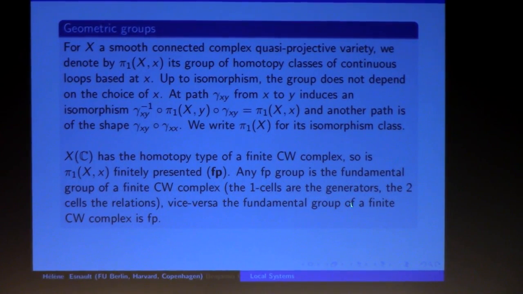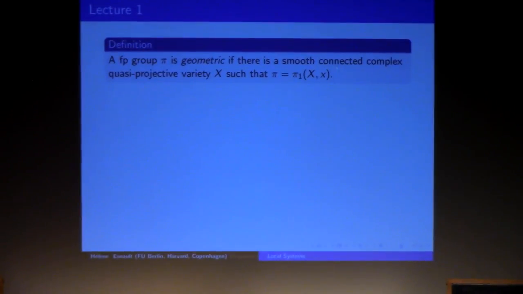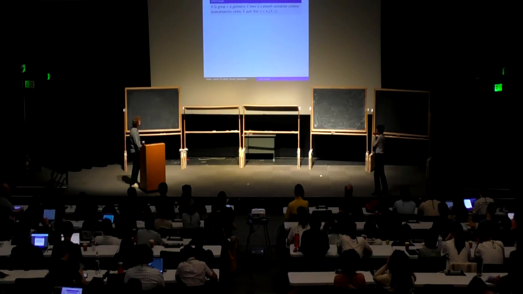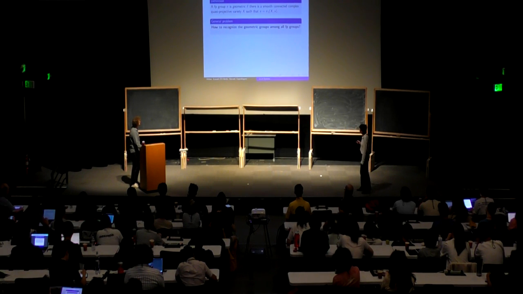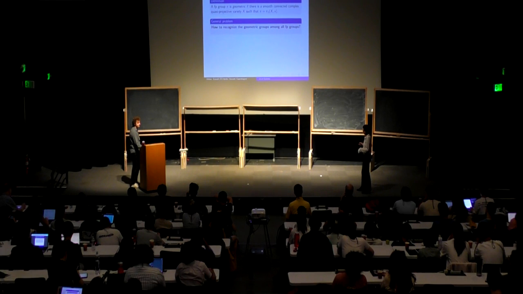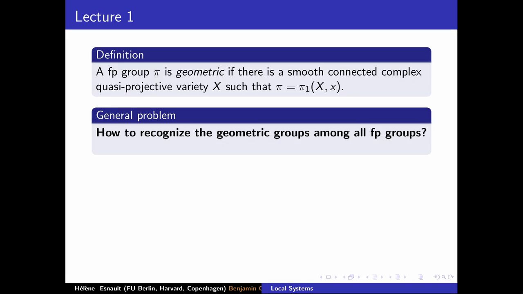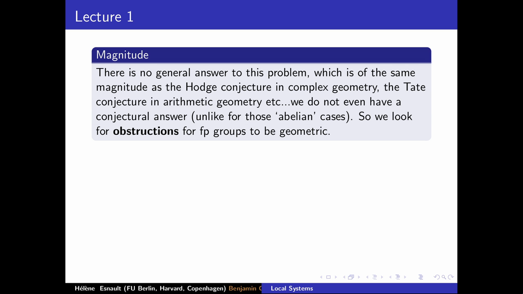Any finitely presented group is the fundamental group of a CW complex precisely by what I said, which I don't repeat. And vice versa, the fundamental group of a finite CW complex is finitely presented. So we will say that a finitely presented group pi is geometric if there is a smooth connected complex quasi-projective variety X such that pi is isomorphic to the topological fundamental group of X. So the general problem which arises is how to recognize the geometric groups among the finitely presented groups.